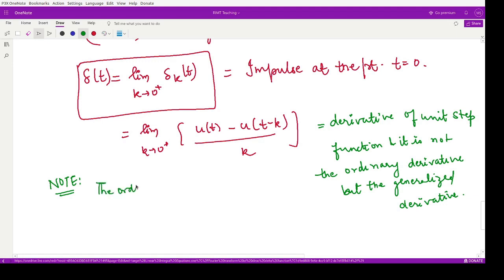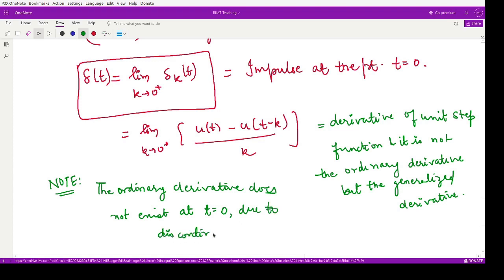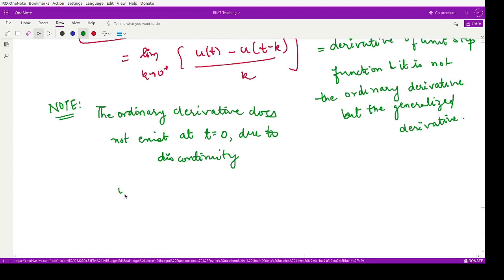The ordinary derivative does not exist at t equal to 0 due to discontinuity. Hence we can also say that u dash t is equivalent to delta of t, and u dash of t minus a is equivalent to delta of t minus a.